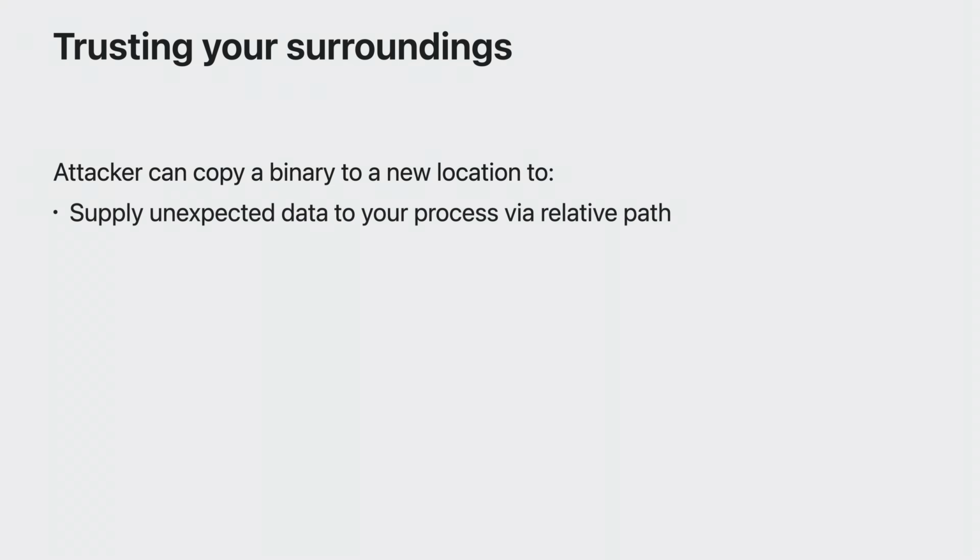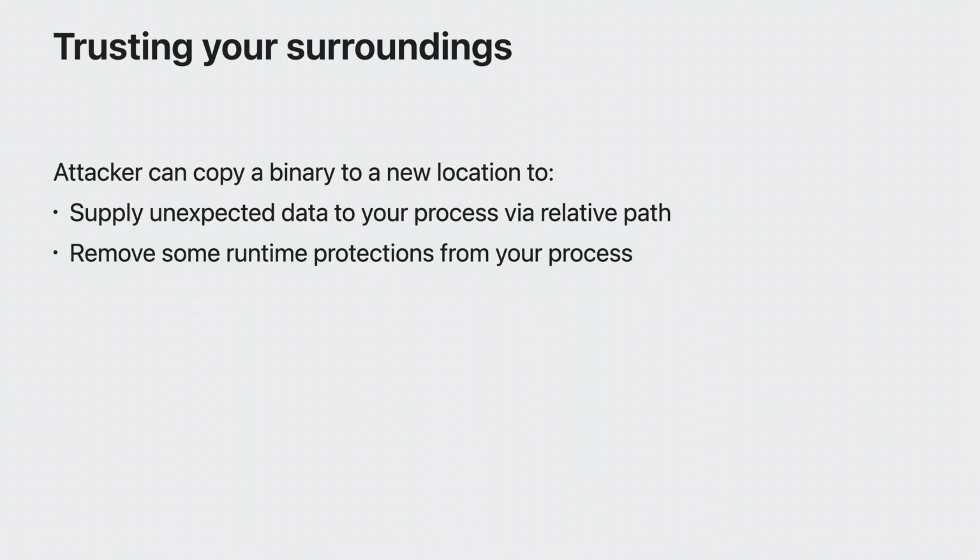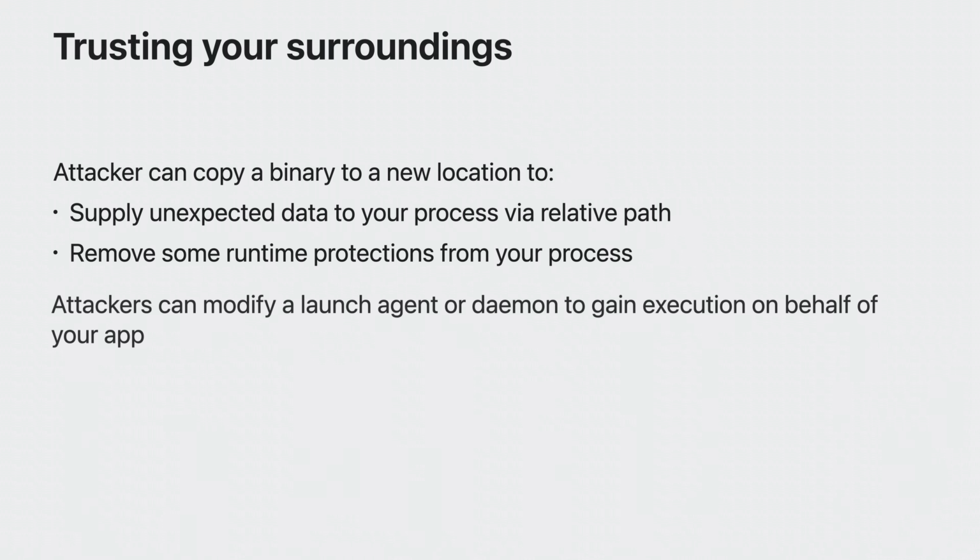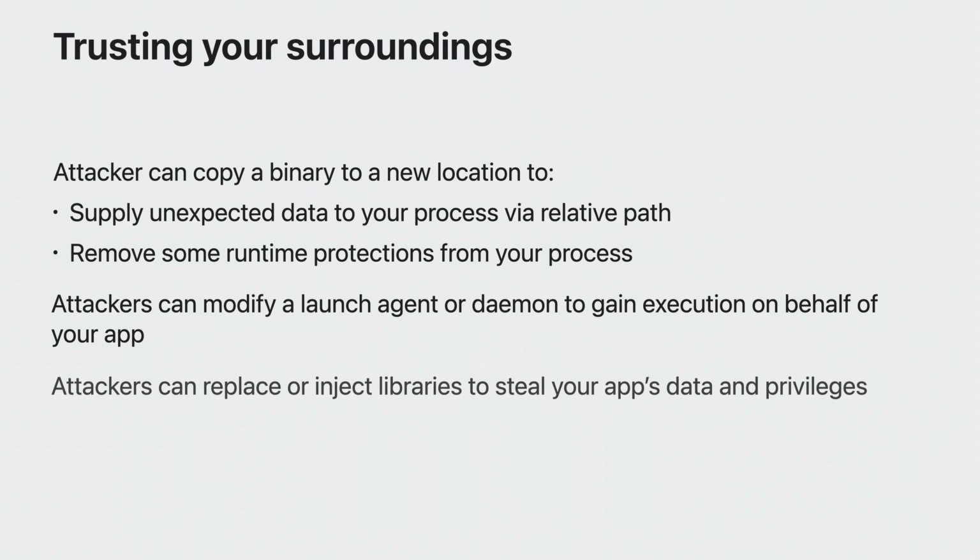Beyond the parent-child relationship, though, processes place trust in the disk layout in which they spawn. Malicious processes that can modify files on disk may be able to feed unexpected data to a victim process, remove runtime protections from a victim process, gain persistent execution on the system, or steal the privileges of a process.